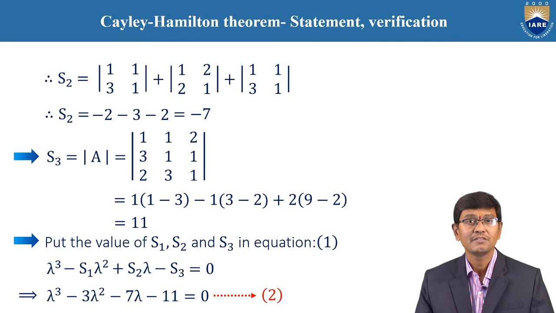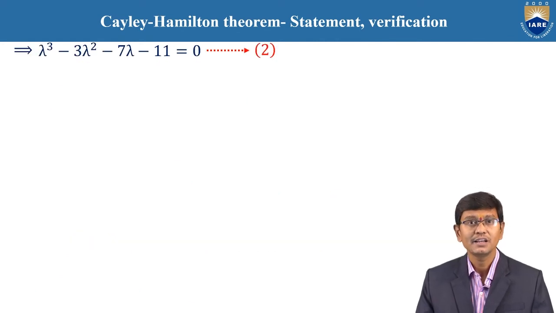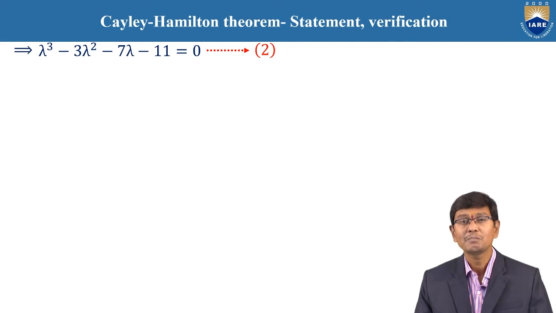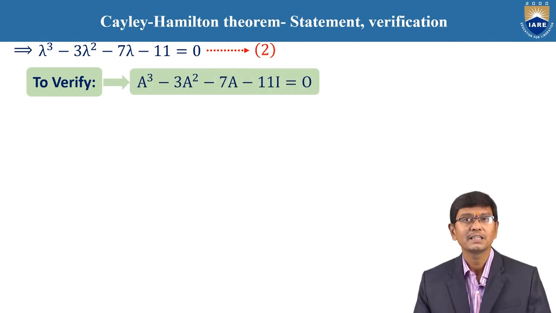This equation, if it is treated as the second one, we want to verify that it satisfies the characteristic equation. According to the Cayley Hamilton theorem, we are going to replace lambda with A. Therefore, we verify that A cube minus 3A square minus 7A minus 11 into I is equal to 0.